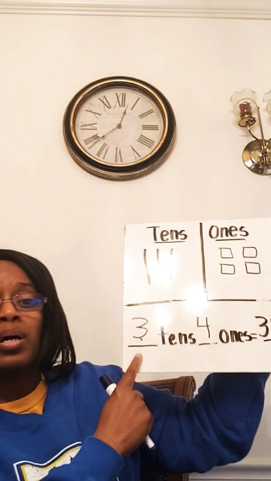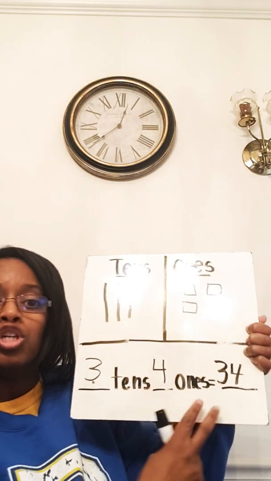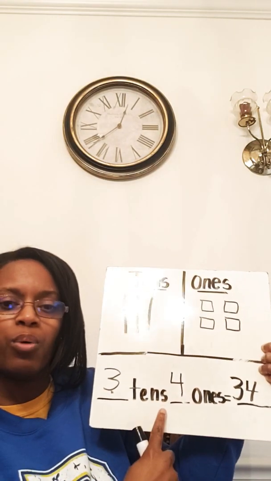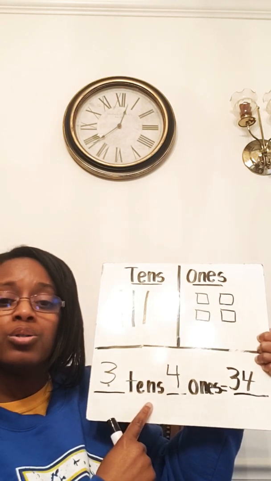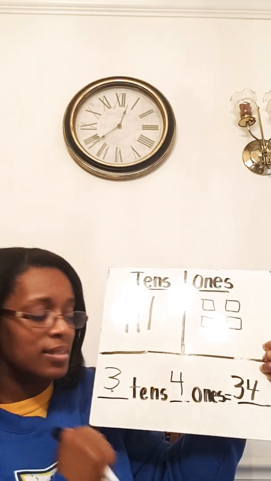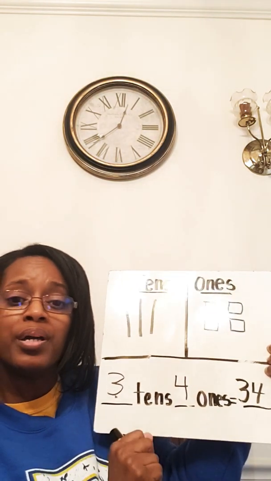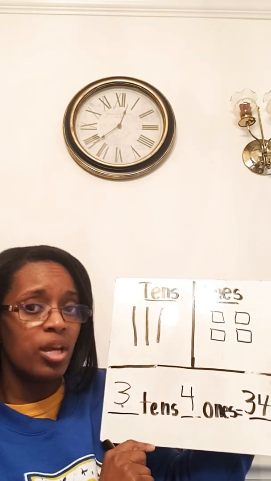So the first one is the tens. The second one is the ones. You put them all together, you got tens and ones. Tens, tens, ones, ones. I got my tens, tens, ones, ones. You put it all together and you've got a double digit.